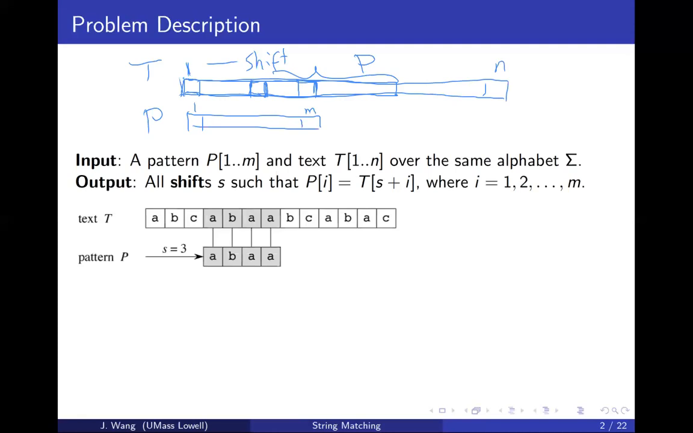So for instance, in this example, the pattern is ABAA, and this is your input string, and you find that ABAA appears in here. So the position here is actually equal to S plus I, so this is 4. Okay, I starts from 1, so this is a 4.